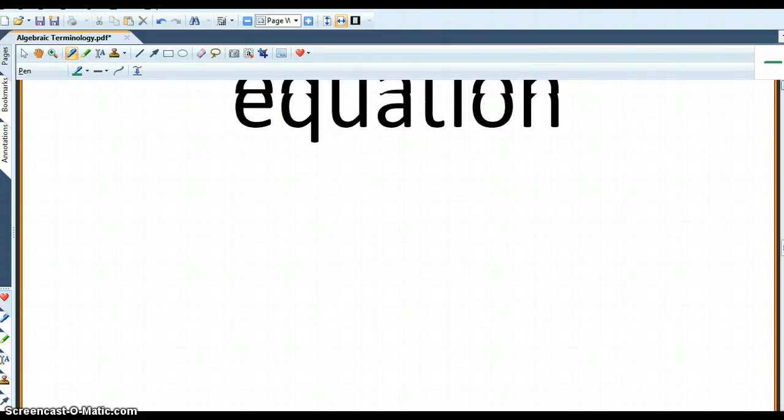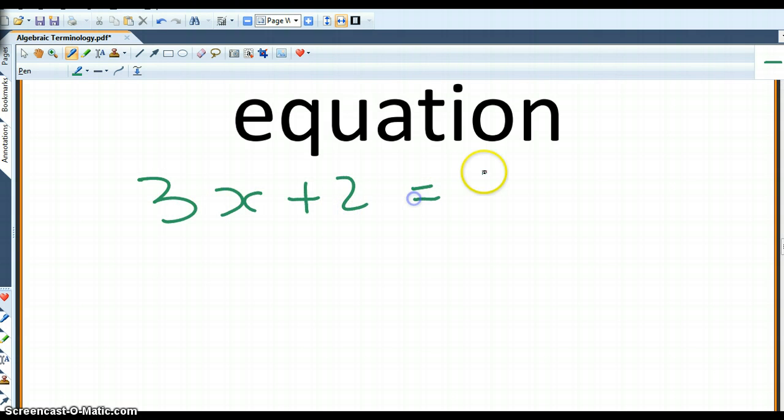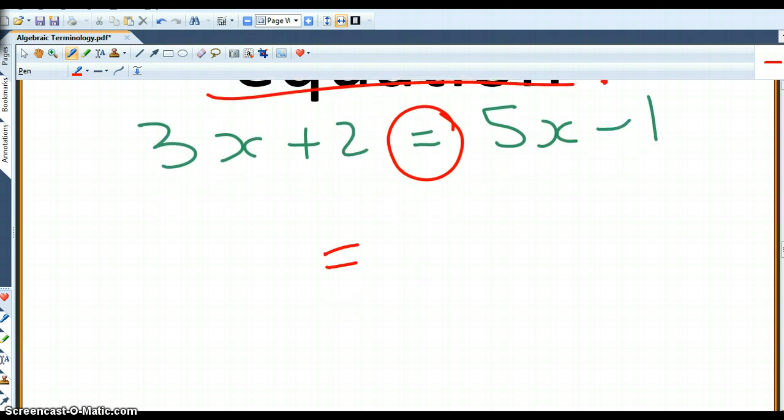Now, equation. The difference with equation, if I have 3x plus 2 equals 5x minus 1, it's an equation because it has an equal sign. Okay? So an equation is like an expression, but there's an equal sign in it. Okay. Next one.